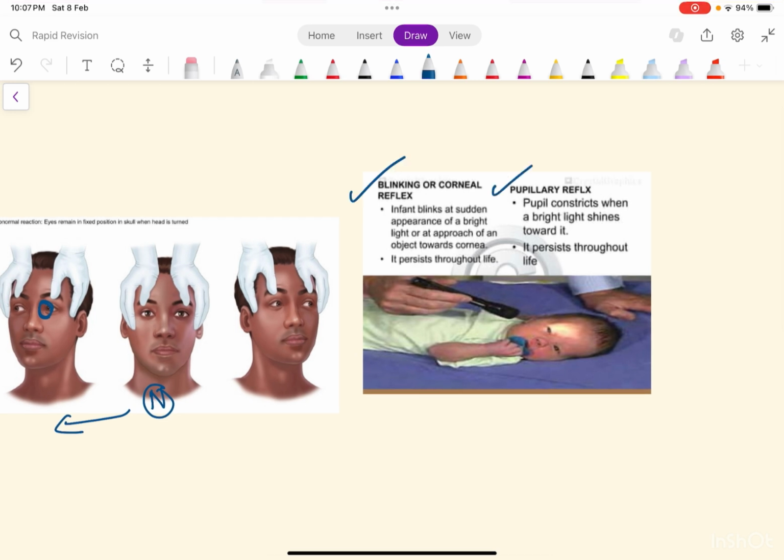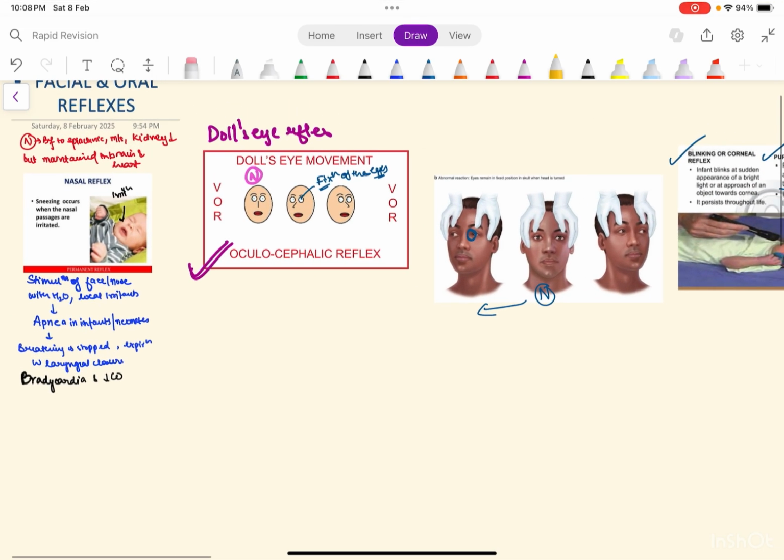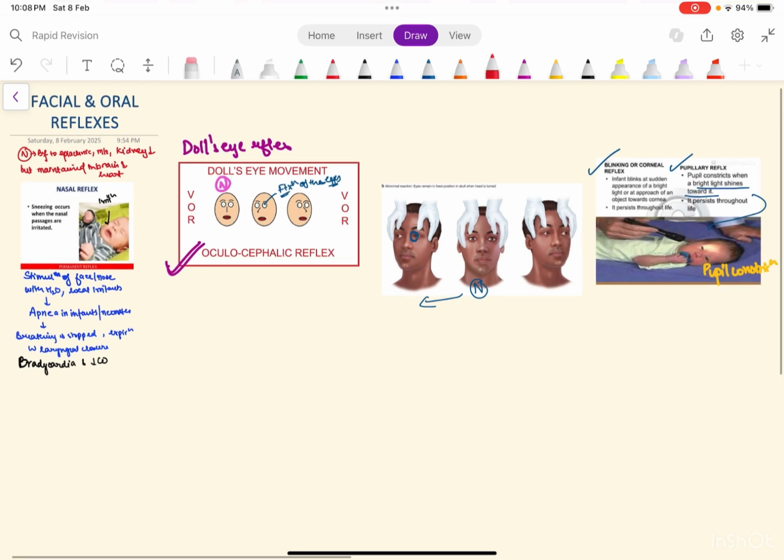Then coming on to the blinking and corneal reflex. If we give a bright light, he will show pupil constriction. Now these are just facial reflexes and they are not that important; doll's eye you can remember.